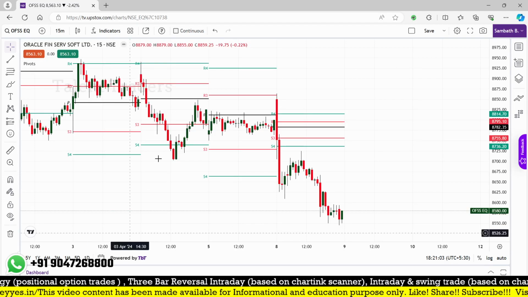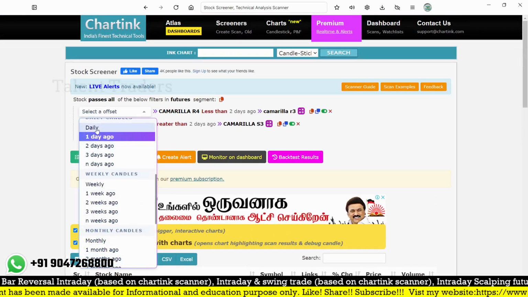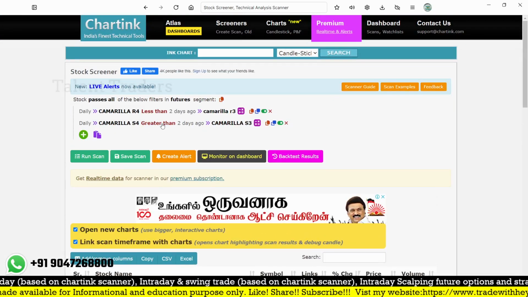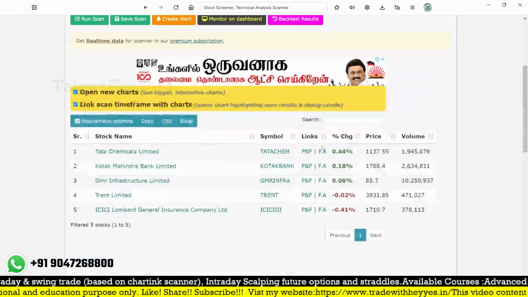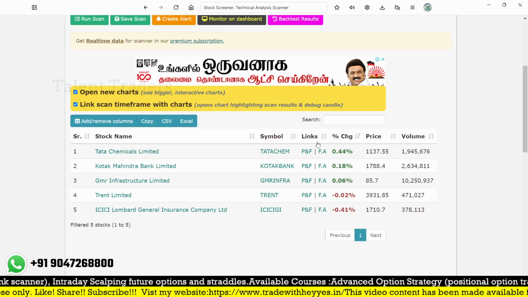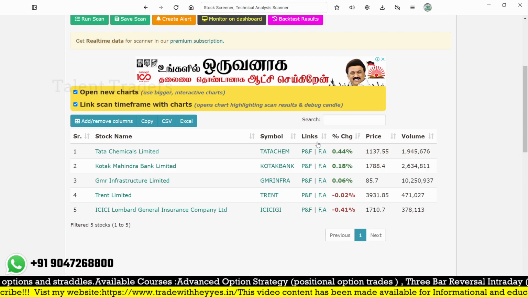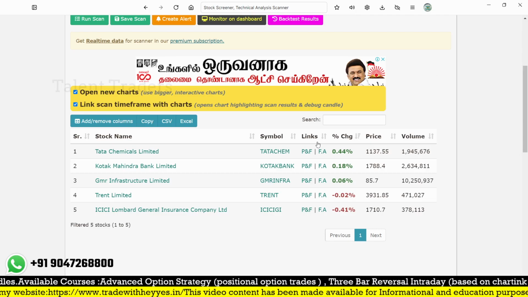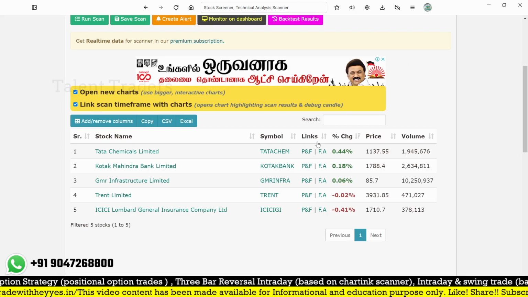So only four stocks. And if I change over the conditions to daily and 1 day ago, this will filter out those stocks which are forming it tomorrow. So this many stocks are forming an inside Camarilla, that means exactly the S3, R4 and R3 of the day would be less than the previous day's S3 and R3.